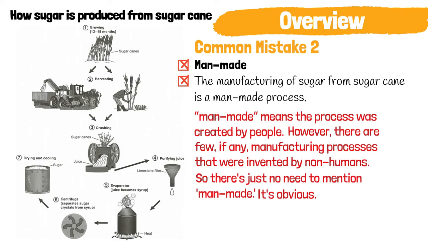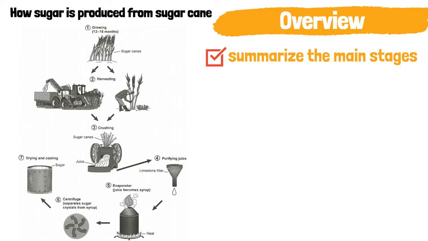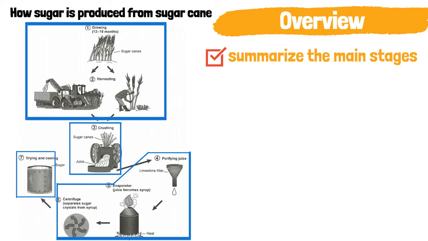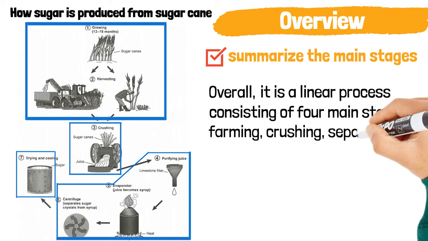So we don't do anything fancy here. We simply summarize the main stages. As the examiner said, the main stages are farming, crushing, separating, and drying. And of course, we should start the overview with the word overall. Overall, it's a linear process consisting of 4 main stages: farming, crushing, separating, and drying. That's it. So this is our second paragraph.